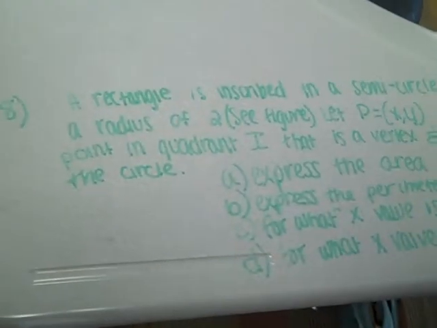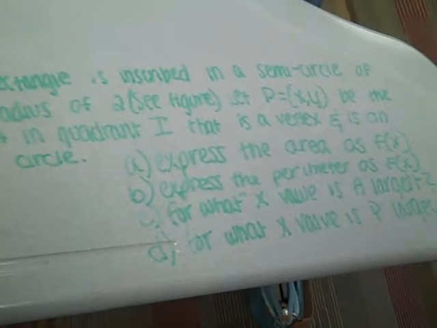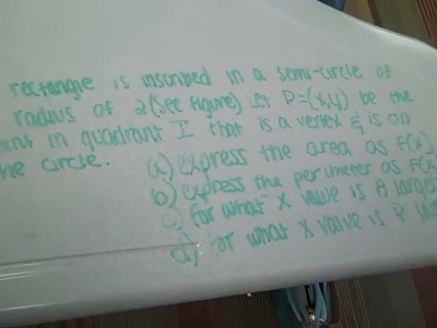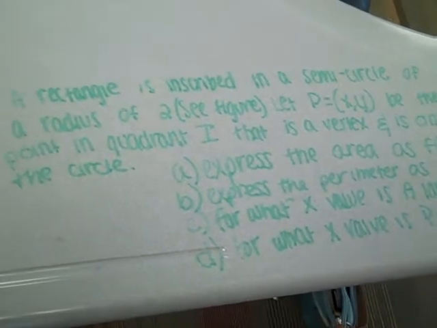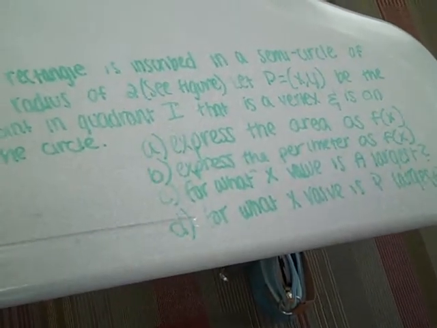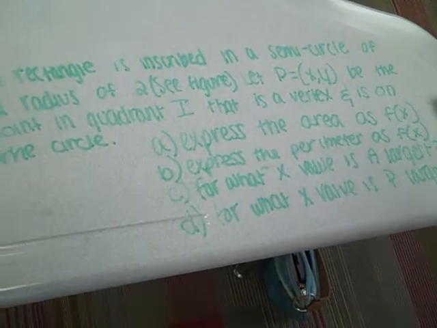We have problem number 8. A rectangle is inscribed in a semicircle of a radius of 2. Let P equal (x, y) be the point in quadrant 1 that is a vertex and is on the circle. Part A was to express the area as a function of x, and part B was to express the perimeter as a function of x.